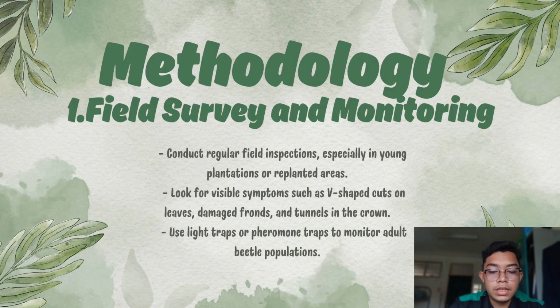Methodology. First, field survey and monitoring. Conduct regular field inspection, especially in young plantations or replanted areas. Look for visible symptoms such as V-shaped cuts on leaf, damaged fronds, and tunnels in the crown. Then, use light traps or pheromone traps to monitor the adult beetle population.